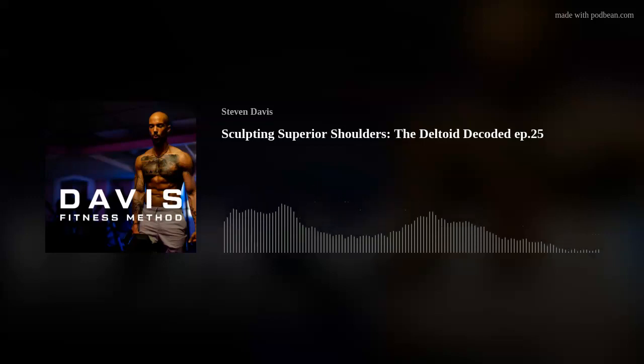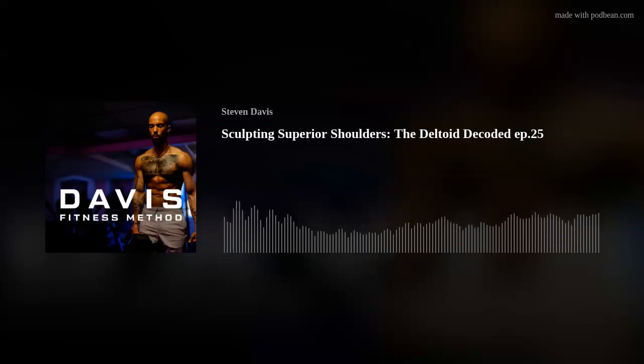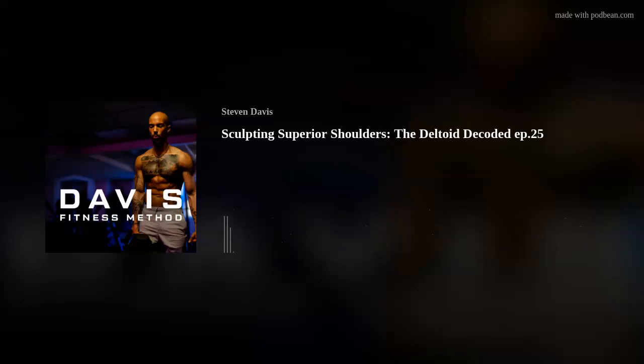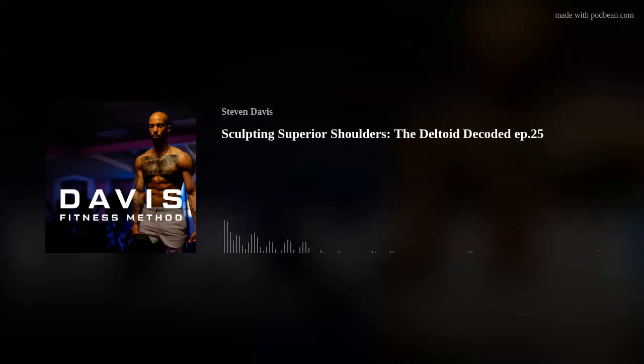And then they all insert on the deltoid tuberosity, which is in the middle of the shaft of the humerus. So they all converge on that point. The deltoid's job is to make sure that the shoulder does not get dislocated. That's its huge function. It works with your rotator cuff muscles to stabilize the shoulder joint.